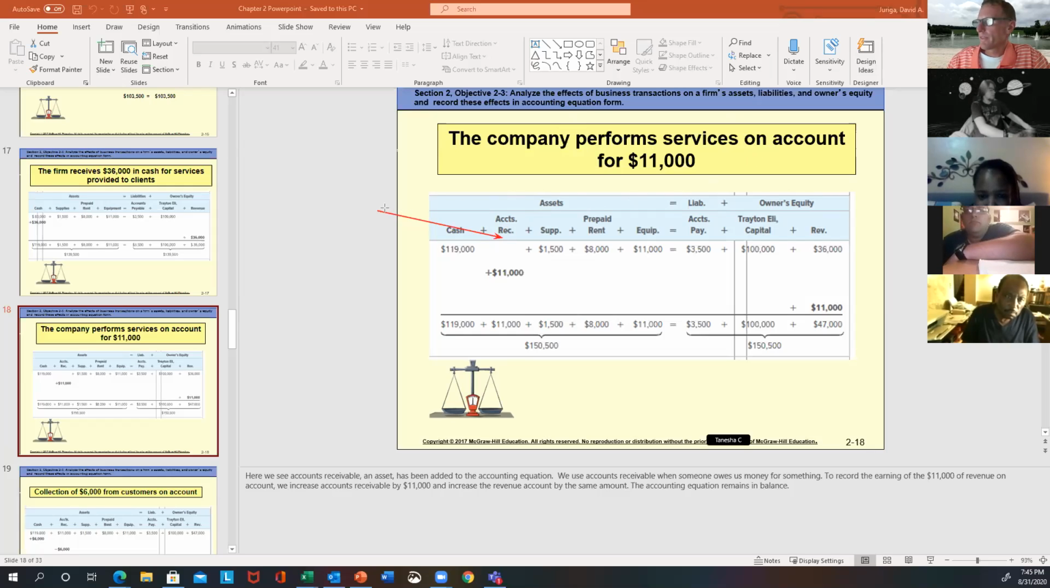So notice this goes under accounts receivable, plus 11, and then your revenue goes plus 11 because this is an equity. All right. Is there a question on that one?